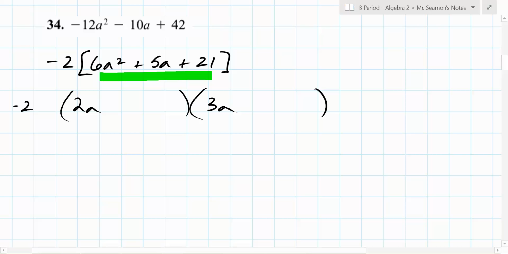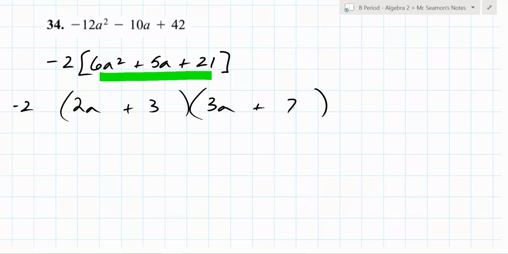21. But the middle number is pretty small, so we have to be careful about putting big numbers in places. 7 and 3. Are there any other factorizations for 21? No. So here's one possible way: plus 3 and plus what? 7. But is that going to work? You're getting a better sense of this. What's 2a times 7? 14, plus 9 is 23a.